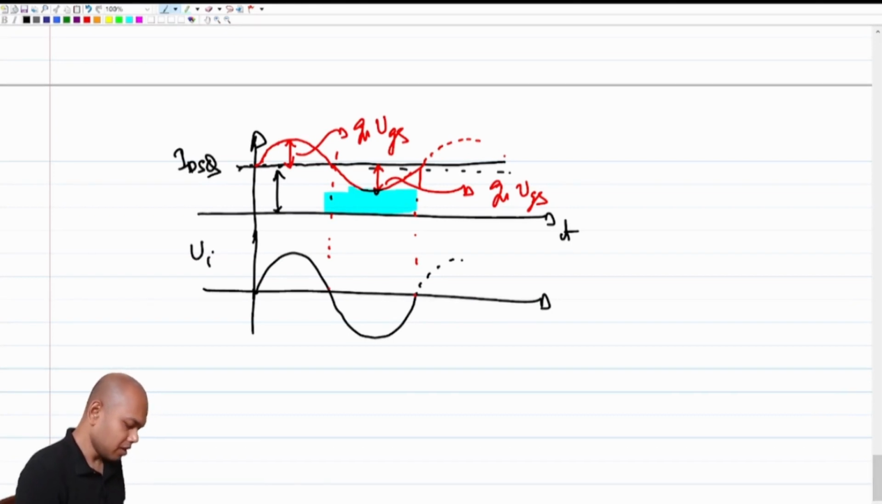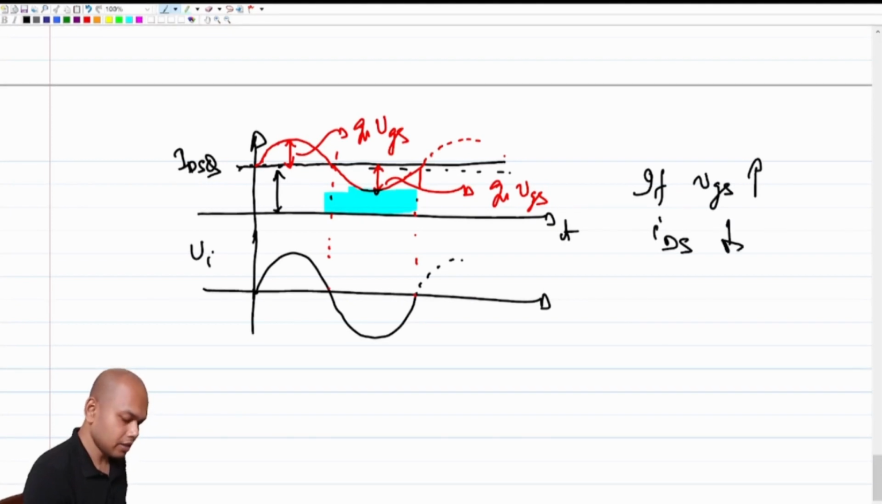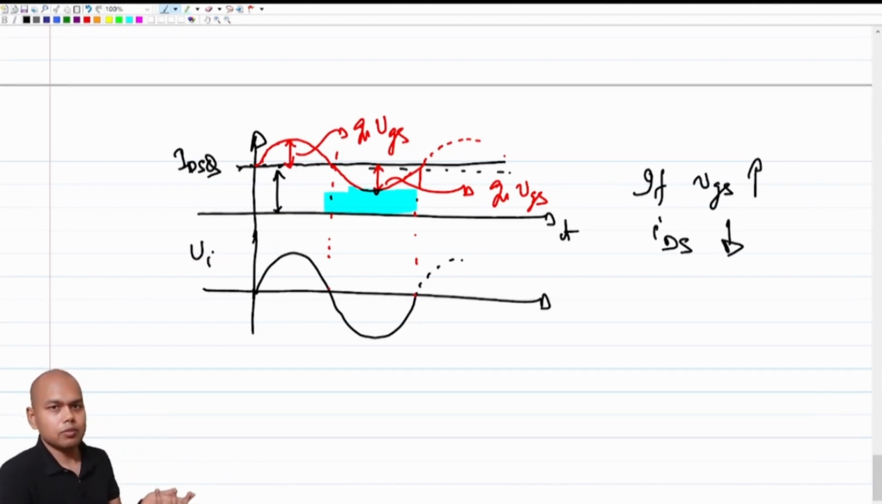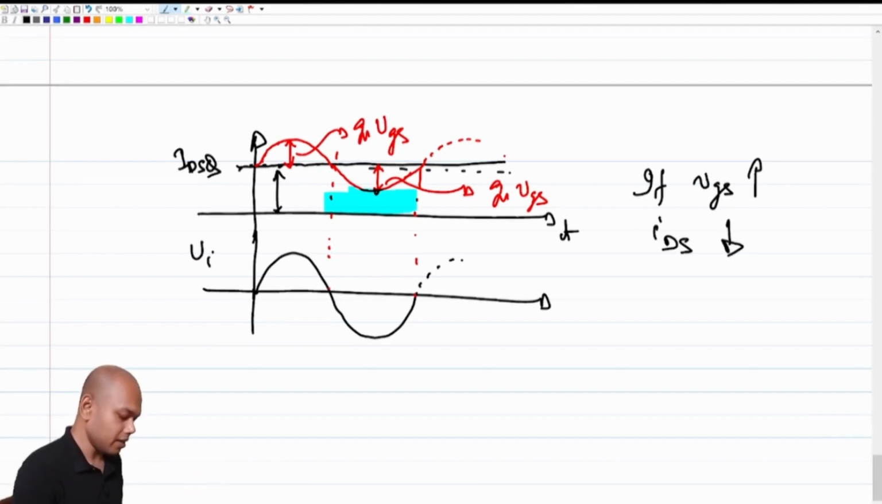The problem is if VGS increases, total IDS decreases, right? If VGS increases, total IDS decreases. And how much can total IDS decrease? At max, or rather at min, it can go to 0. Which means what is the other condition? What is the limiting condition on the negative side for VI? So the other condition is IDS.